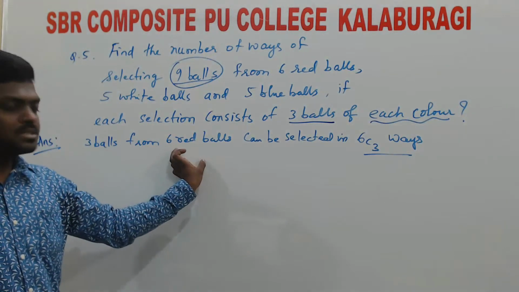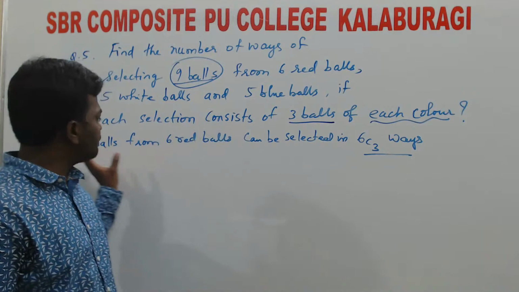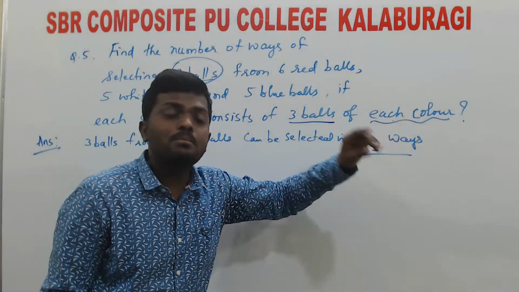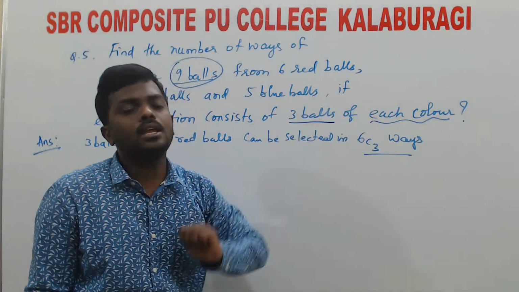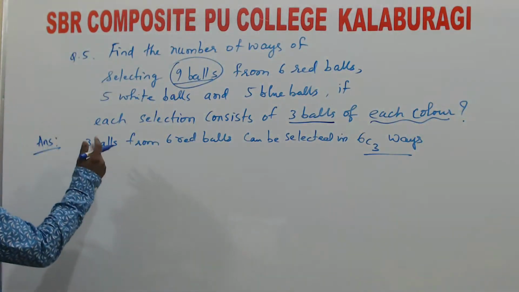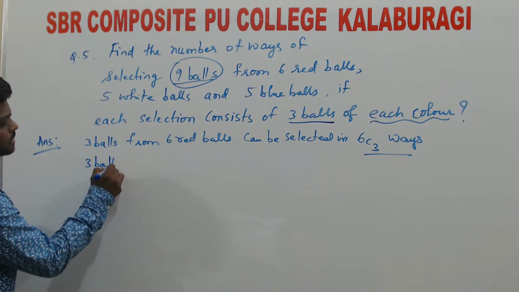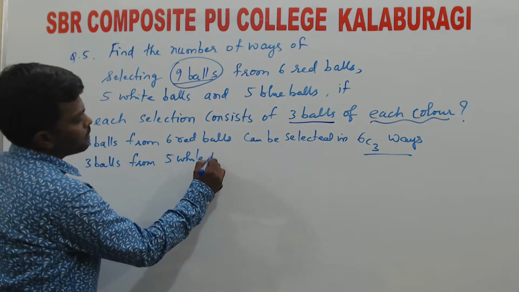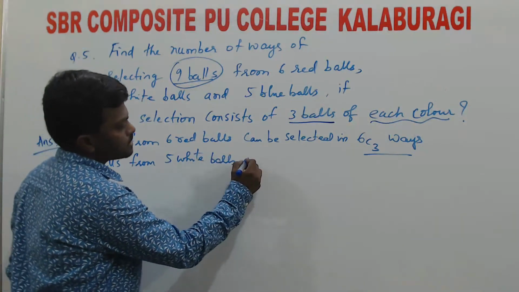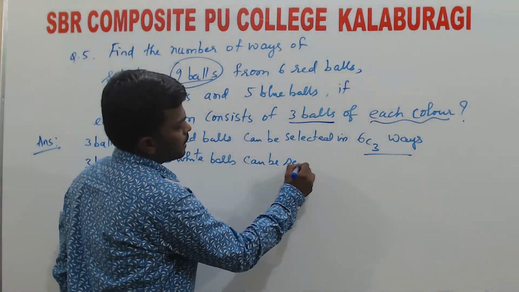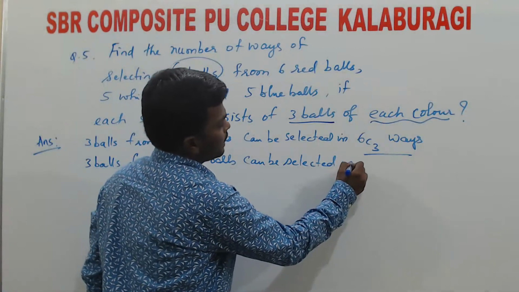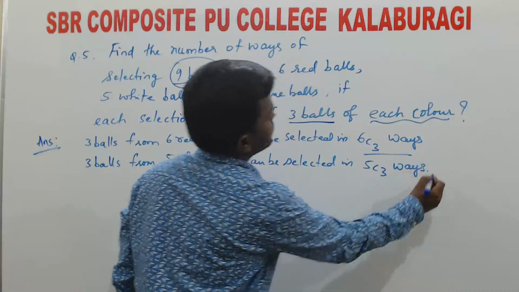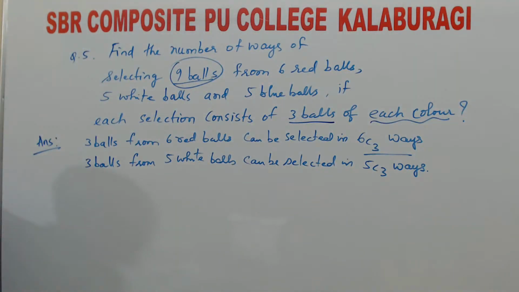So 3 balls from 6 red balls. The reason I have taken only 3 balls is because we need 3 balls of each color. So from every color I have to pick 3 balls. Now similarly, 3 balls from 5 white balls can be selected in how many ways, students? 5C3 ways. Is that clear?